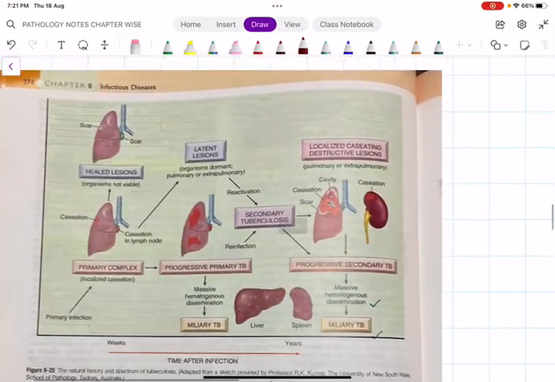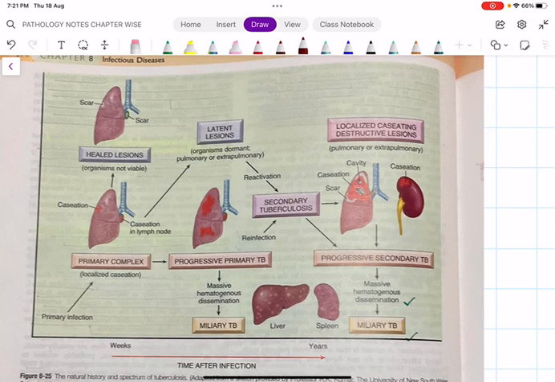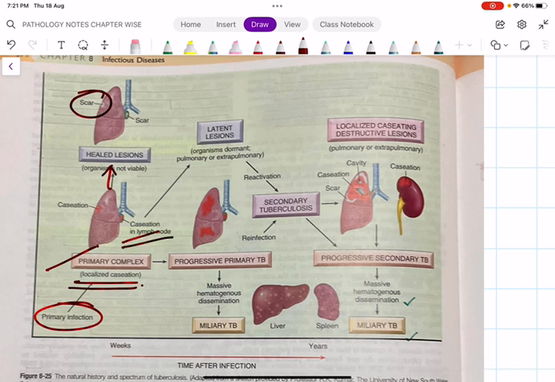So this is a very important table which represents the history of tuberculosis. Initially there may be a primary infection which will form some mild caseation, which we call the primary complex. This caseation may undergo healing, and as a result of healing there will be scar formation. Sometimes the caseation won't heal properly and the organism will remain dormant. That is what we call latent TB. When immunity is suppressed, this latent TB undergoes reactivation to form secondary tuberculosis. Or secondary tuberculosis can form directly as a result of reinfection.